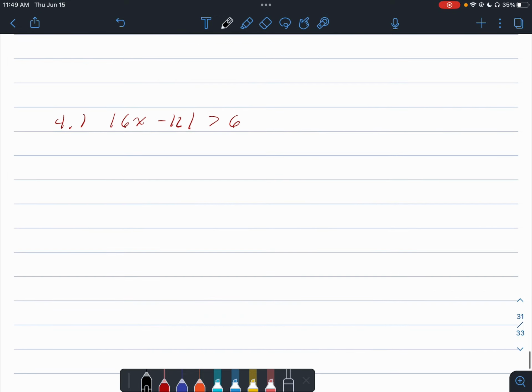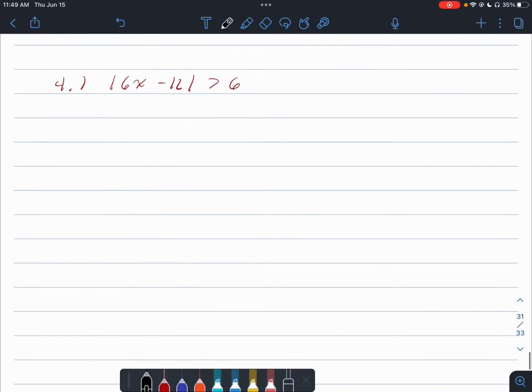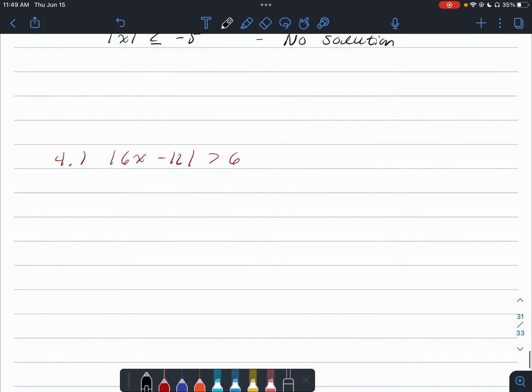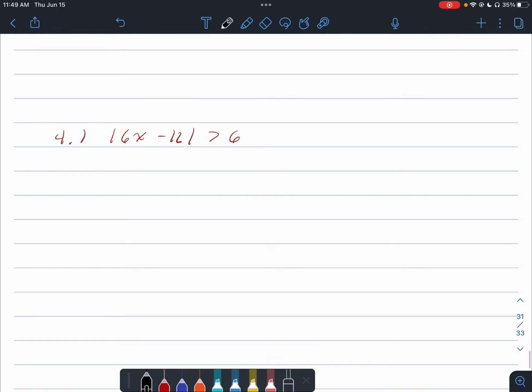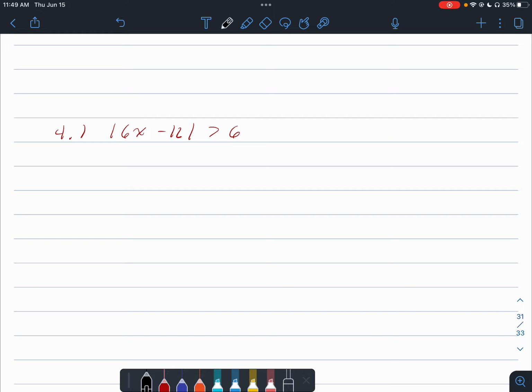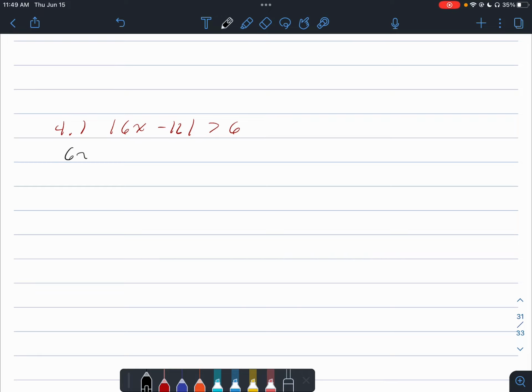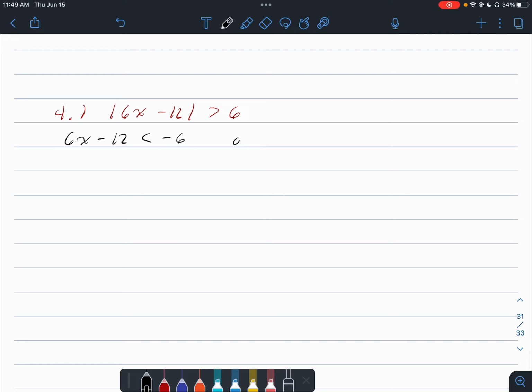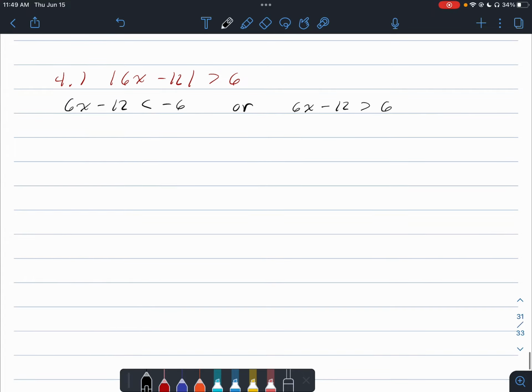Okay, sometimes you'll end up with some kind of expression inside of the absolute value sign. So let's take a look at something like that. Here we have the absolute value of 6x minus 12 is strictly greater than 6. So we want all values of this expression that have a distance greater than 6. We can write this as 6x minus 12 is strictly less than -6, or 6x minus 12 is strictly greater than +6. Okay, so let's solve each of these.